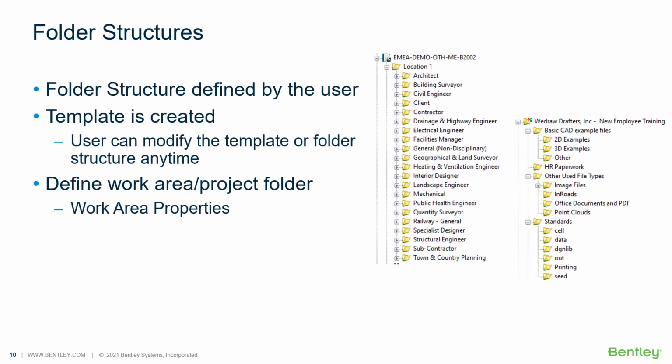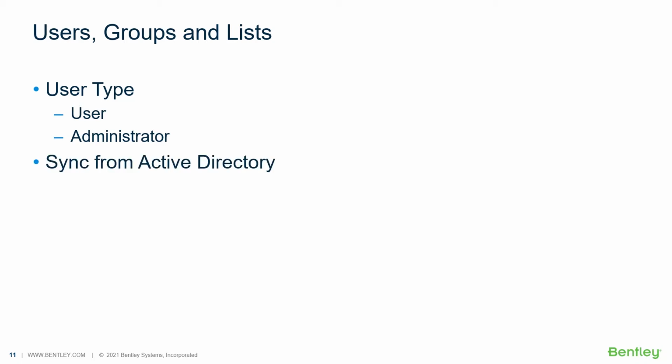The next thing that we want to do is understand how your users, groups, and lists are going to work. We're going to look at the user type. Is this a standard user? Is it an administrative user? Is it a super user? That type of thing. And depending on the user type, we will configure that user's settings in a different way. Are we going to synchronize your users from the Active Directory? And that's not just your users, but we can synchronize your groups as well.